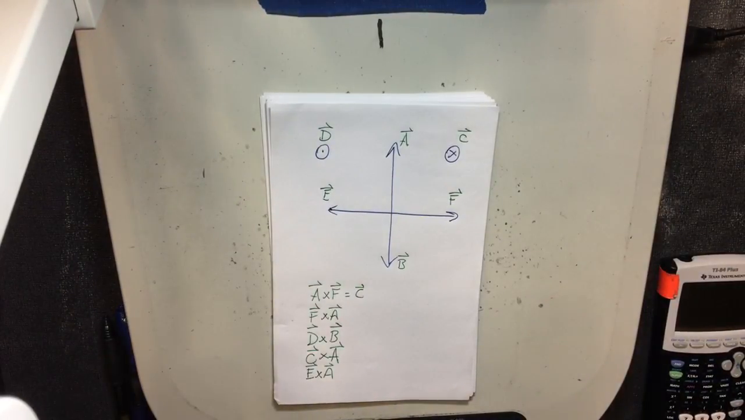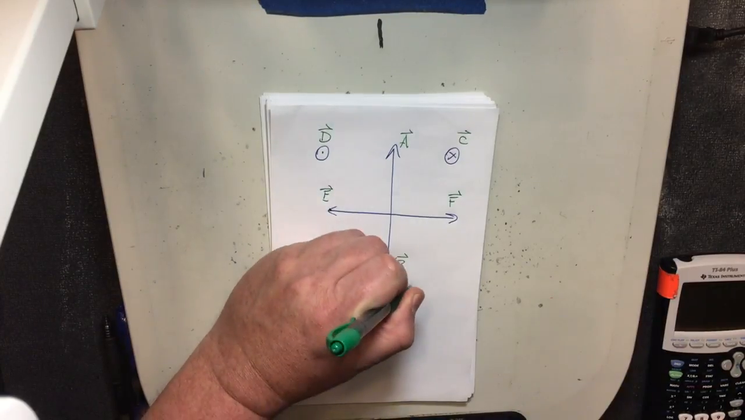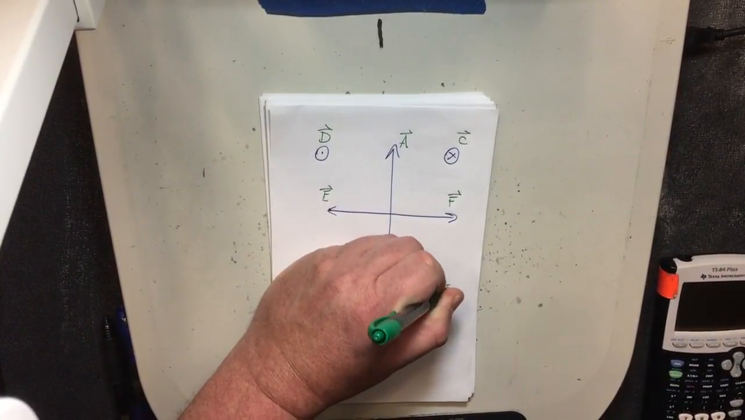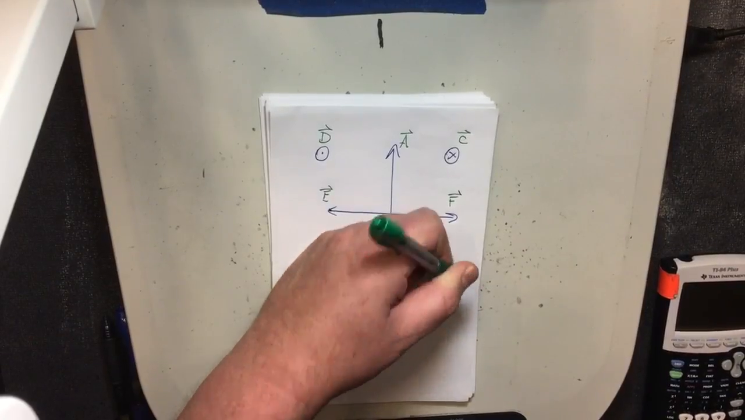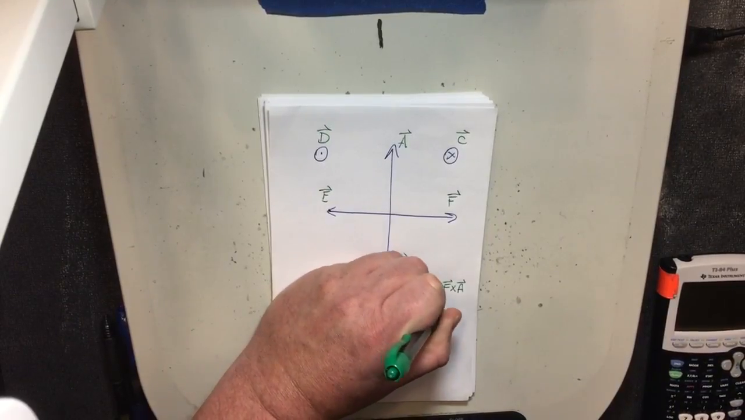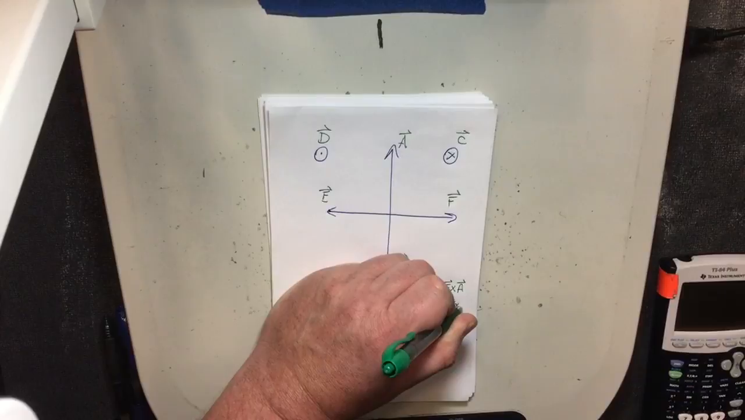Now F cross A has the same letters as the one before. It's D. So F cross A is out of the board, or D. Now notice one of the things that we have in vectors is that A cross F does not equal F cross A.